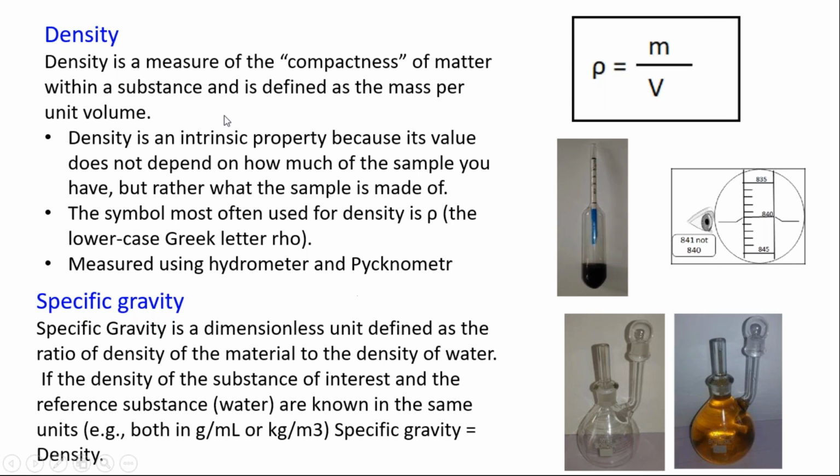Specific gravity is dimensionless, whereas density has a dimension, and we usually express it in grams per milliliter or grams per cubic centimeter or kilograms per liter. Specific gravity is dimensionless because it is a ratio of the density of the substance to the density of water. Since the density of water is 1, specific gravity is the same as the density, except it does not have a unit of expression.